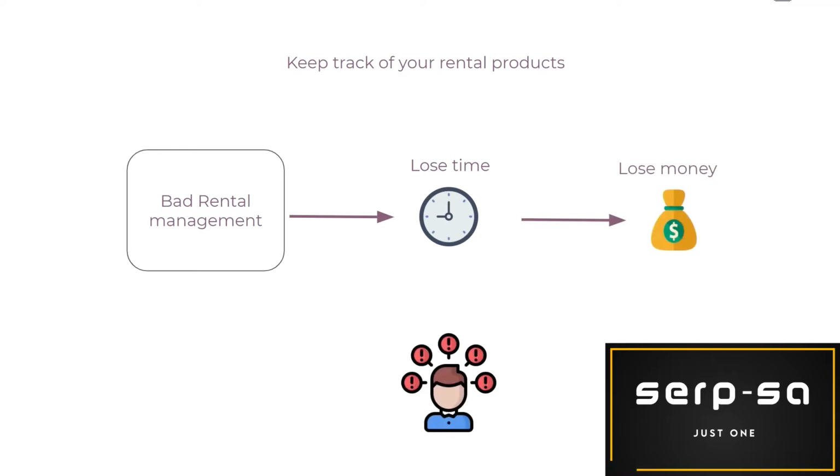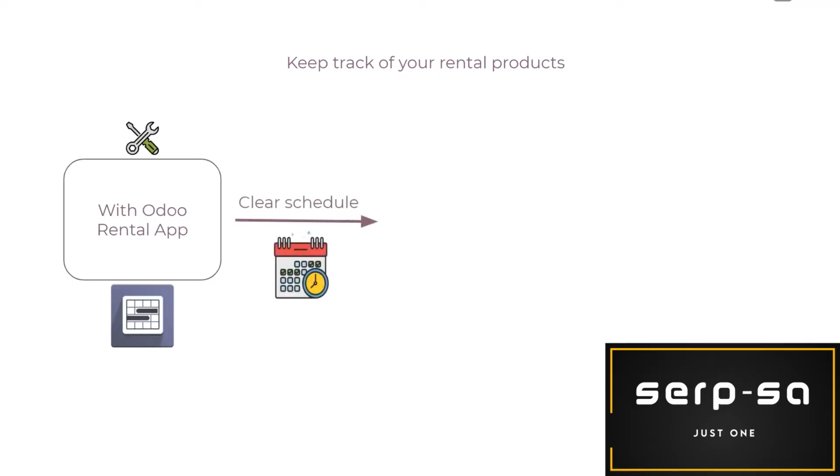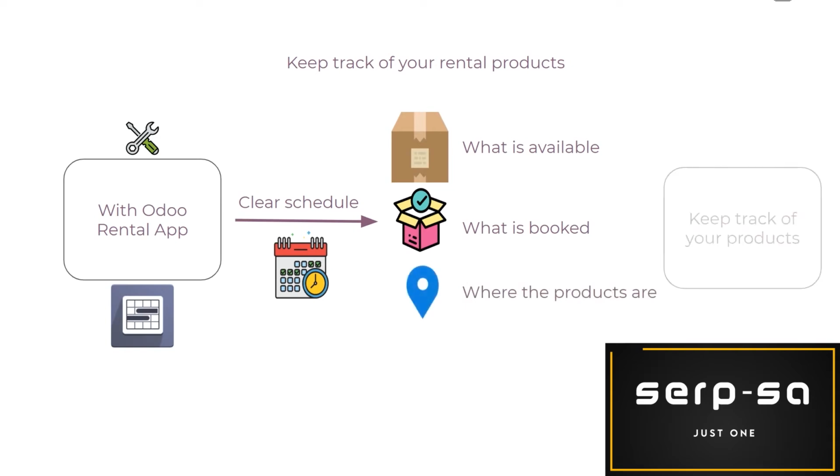At Stealthy Wood, we want to keep control of our rental flow. The rental app will help provide us with a clear schedule so we can know exactly what is going on with our products. In the blink of an eye, we can check what's available, what's booked, and where our products are. By using the different grouping methods to our advantage, we get a better overview of what's going on.